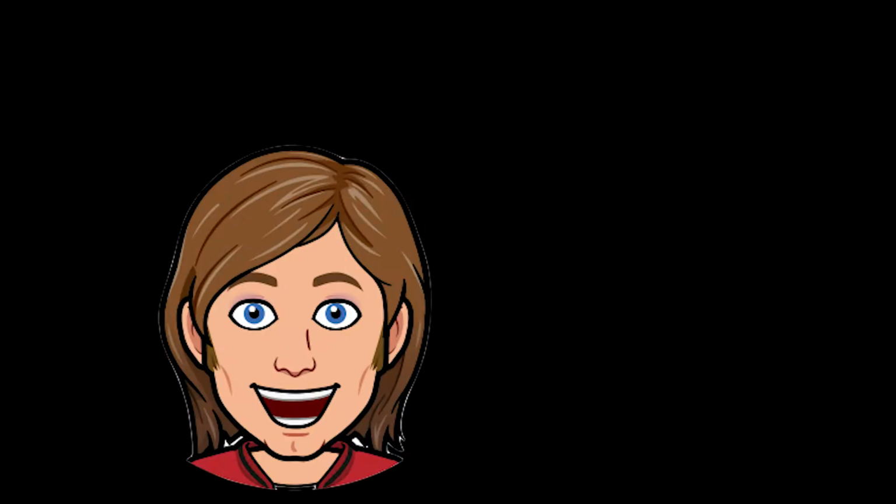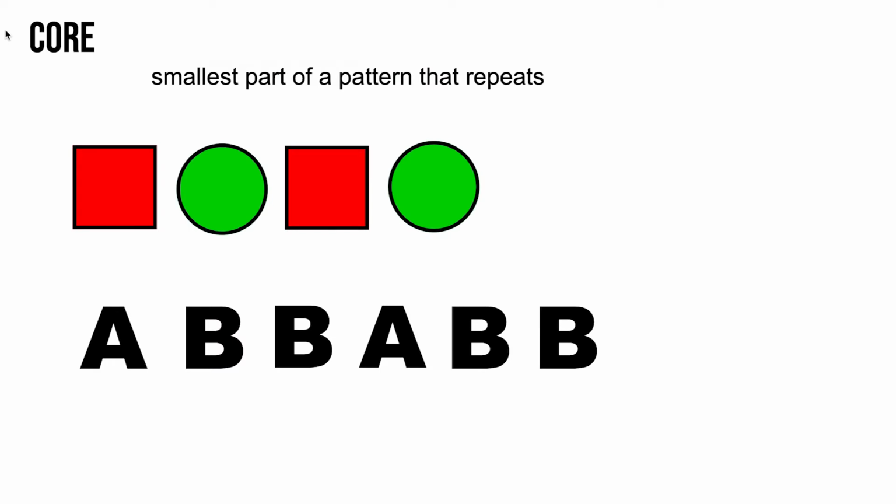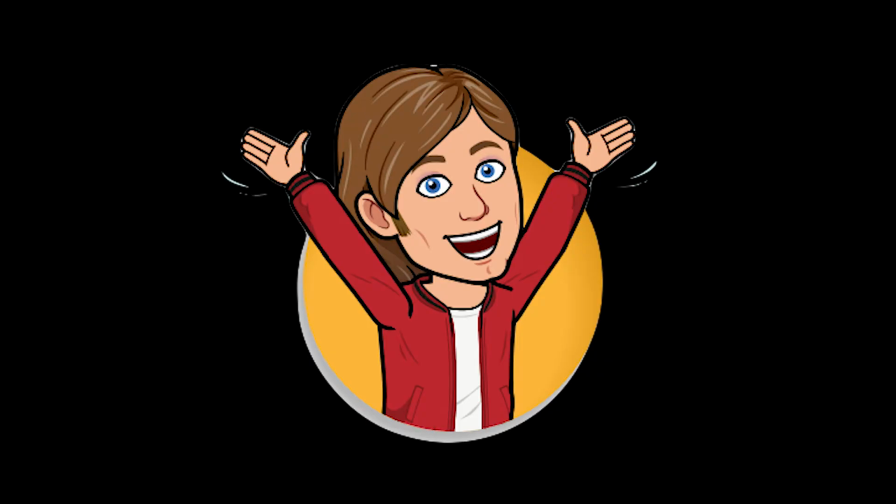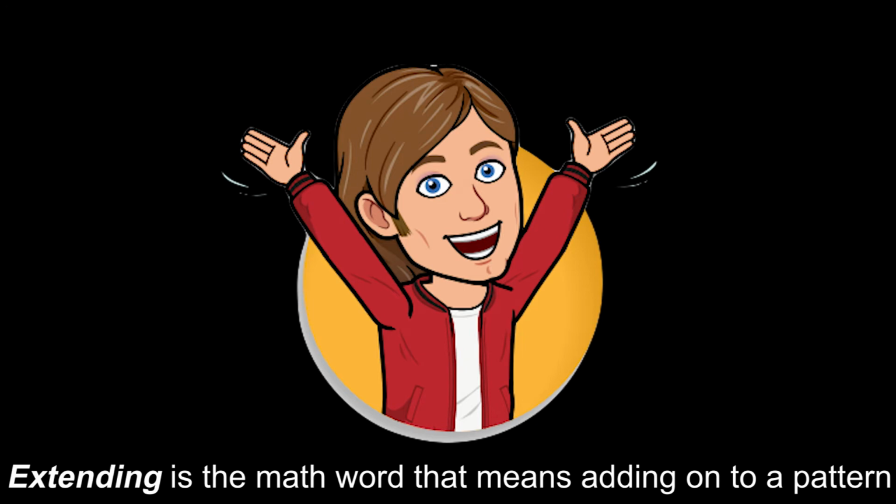The second important word is core. The core is the smallest part of a pattern that repeats. In the first example, the core would be red square, green circle. In the second example, the core would be A, B, B. Notice how after the first core finishes, it repeats. Once we understand attributes and figure out the pattern core, we can add on to patterns and even make our own.